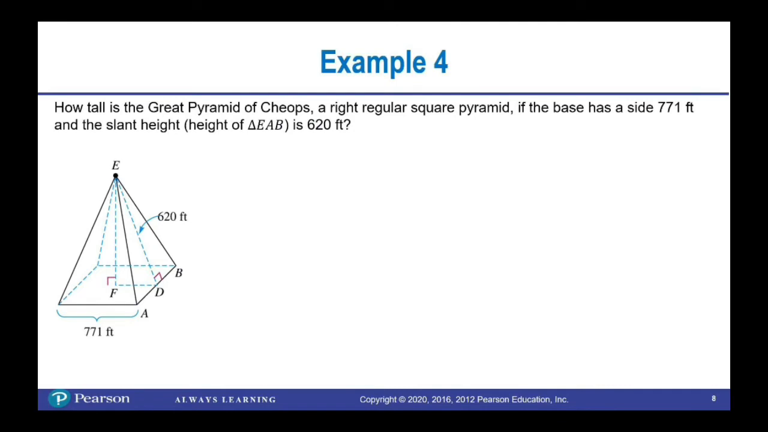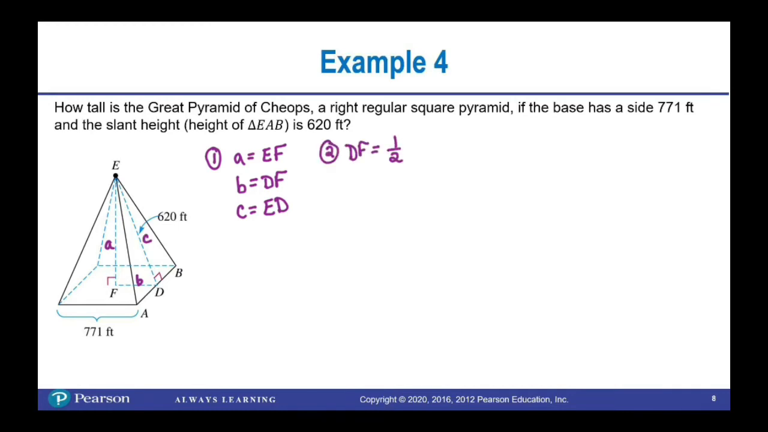Now look at example 4. How tall is the Great Pyramid of Cheops, a right regular square pyramid, if the base has a side of 771 feet and the slant height is 620 feet? So first I want to think about a right triangle. Notice in the pyramid I have a right triangle. A is going to be EF. We're going to let B be DF. And our hypotenuse of that right triangle would be ED.